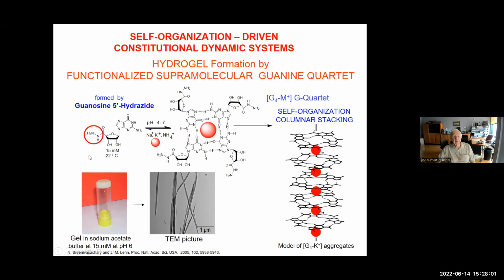So this guanosine hydrazide, on addition of especially potassium, leads to this gel. So that is the starting point. Formation of an organized state, because a gel is, of course, more organized than a solution.